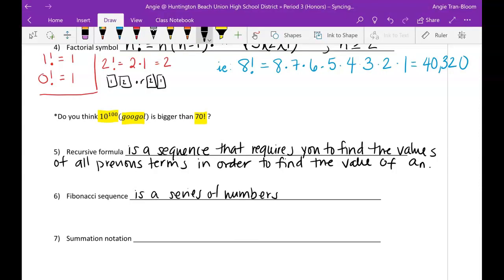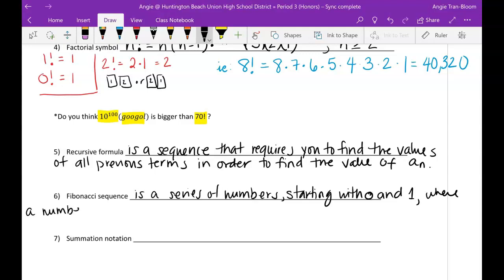So, starting with 0 and 1, where a number is found by adding up the two numbers before it.